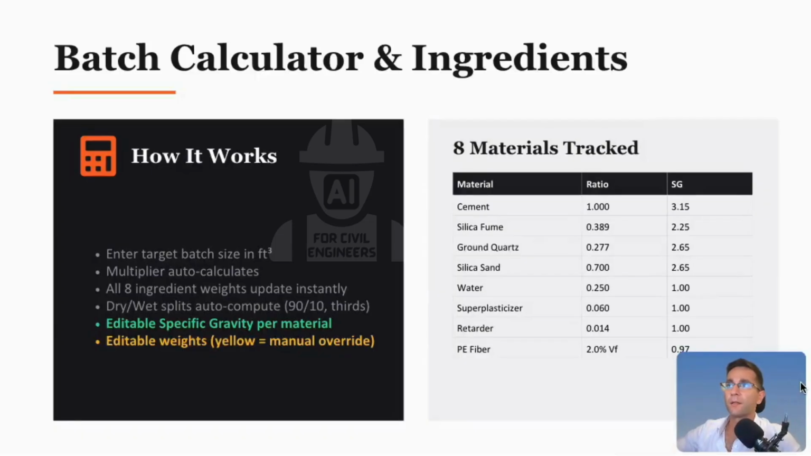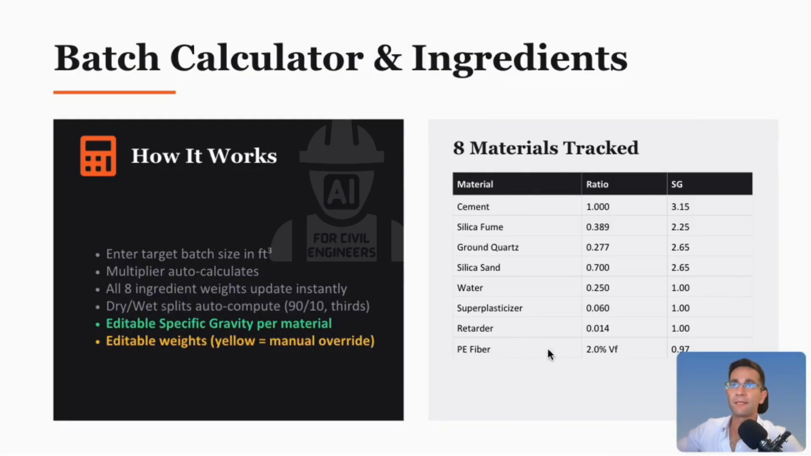All right, let's talk a little bit about the batch calculator and ingredients and how it works. Enter the target batch size in cubic feet, and the multiplier auto-calculates. All 8 ingredient weights update instantly. That's already hard-coded based on the mix design. Dry and wet splits auto-compute in 90% and 10% into thirds, with editable specific gravity per material and editable weights. Yellow equals manual override. Later on I can show you how you can interact with this app.